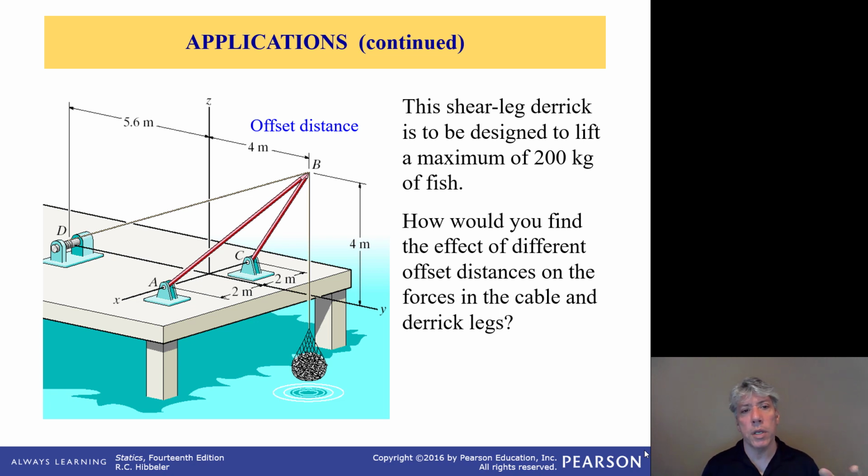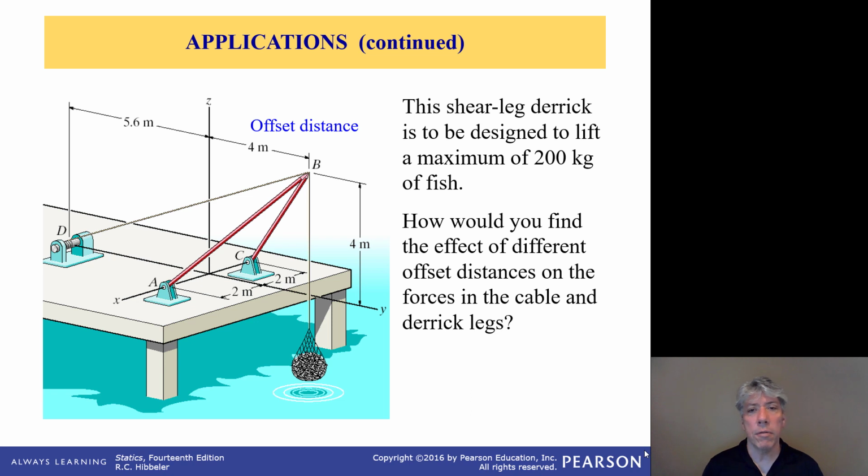How would you determine the effect of changing the offset distance? Because the way this works is that the winch pulls on the top point of those two legs and they pivot back to lift the fish. So as that offset distance changes, right now it's at 4 meters, how would you determine the amount of force in the legs of this derrick, the legs from A to B and B to C? Well, it's a three-dimensional problem because all of the forces here exist in 3D space.